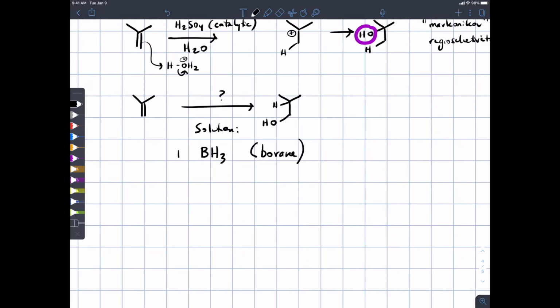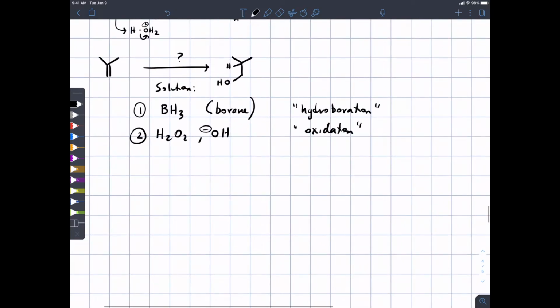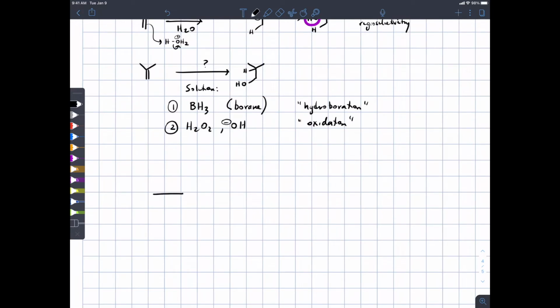So you use borane for the first step, and then the second step you have to use hydrogen peroxide under basic conditions. These may be reagents that you need to memorize. The first step is called the hydroboration step, and the second step is called the oxidation step. I will only show you the mechanism for the hydroboration step, and to do this I'm going to draw the alkene from a side-on perspective.